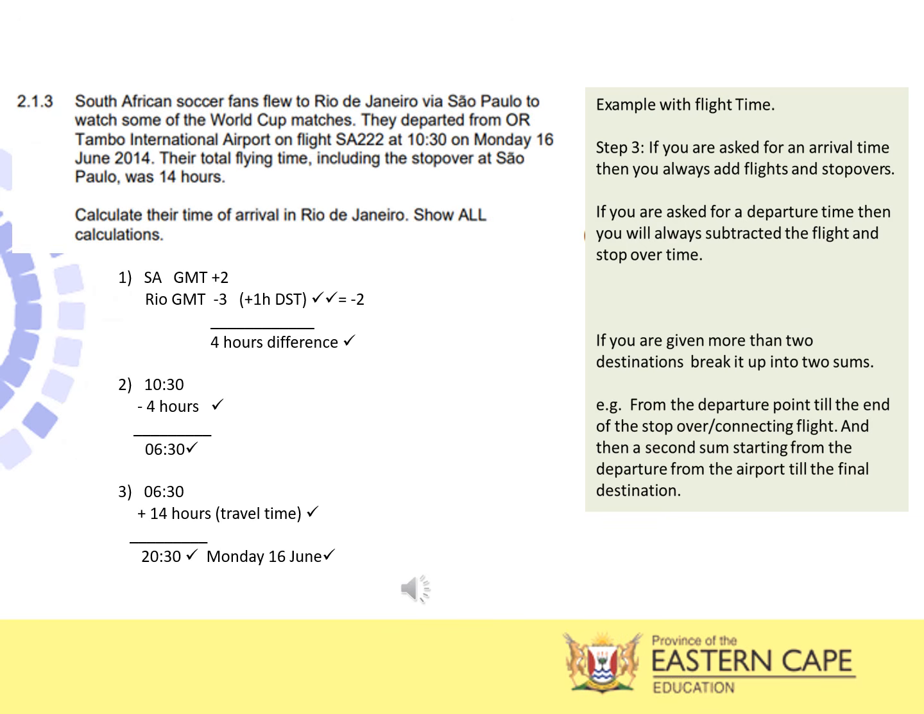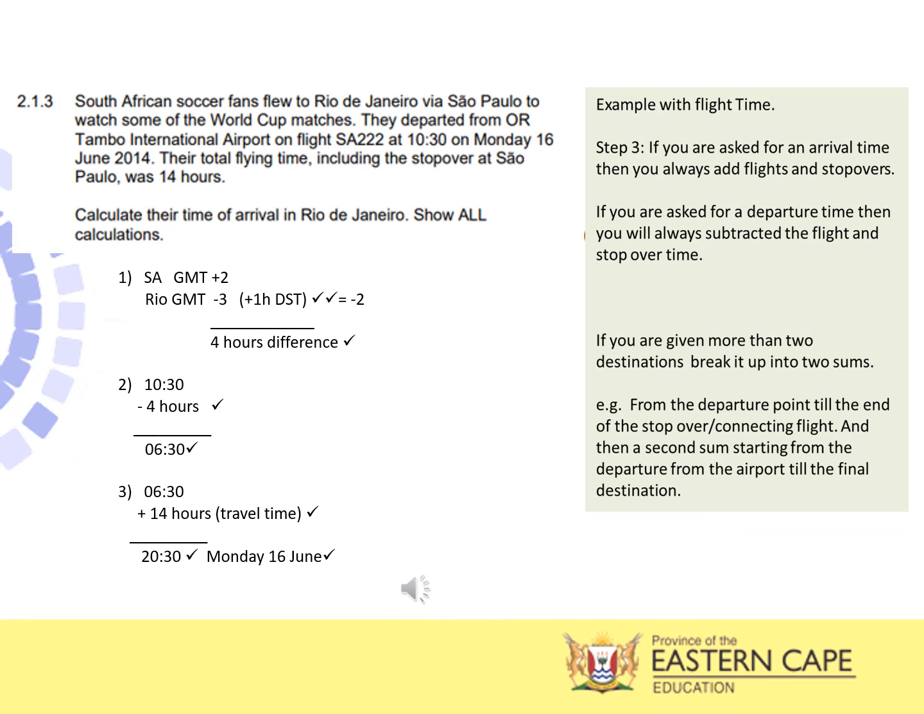In the previous example, there was no travel time included in the sum. Therefore, you would not do step 3. In this example, though, there is flight time. Let's have a look at how we do this. Step 3, if you are asked for an arrival time, then you always add flights and stopovers. If you are asked for a departure time, then you will always subtract the flight and stopover time.